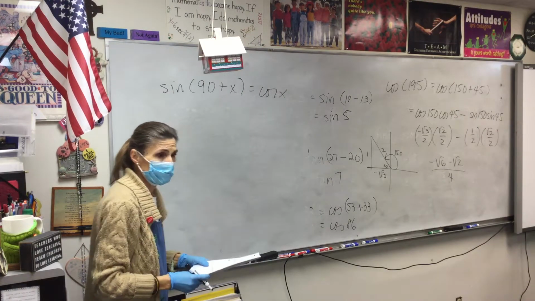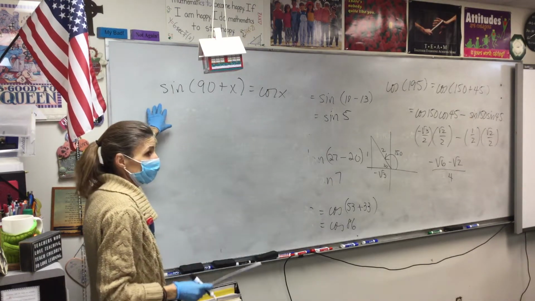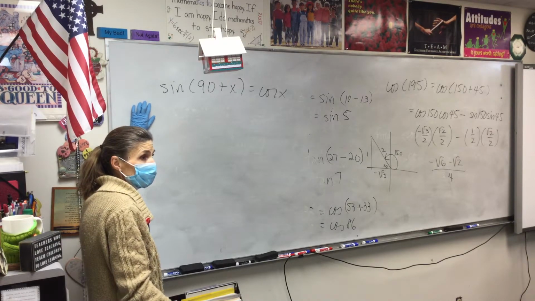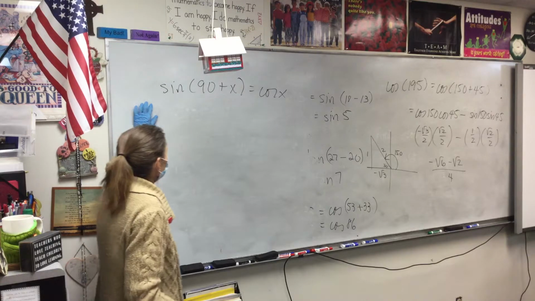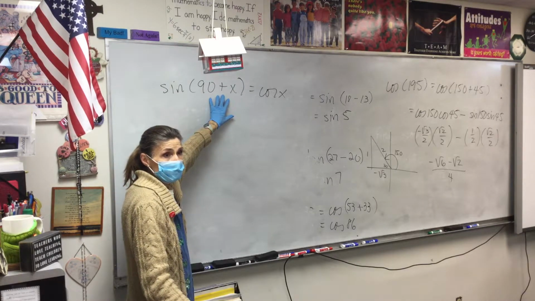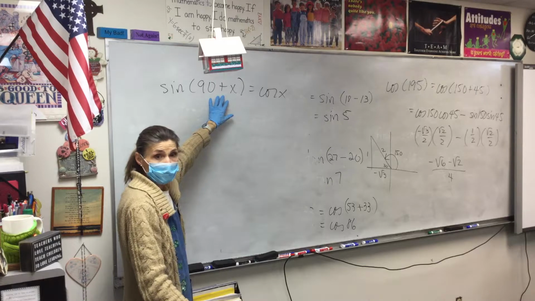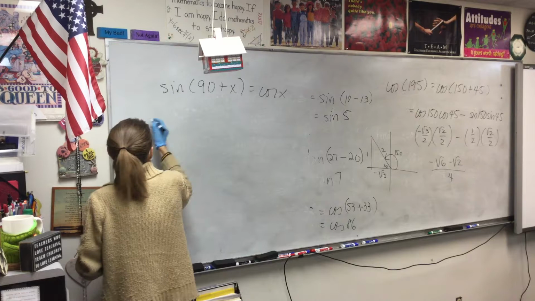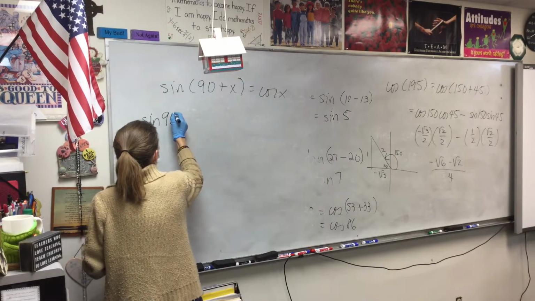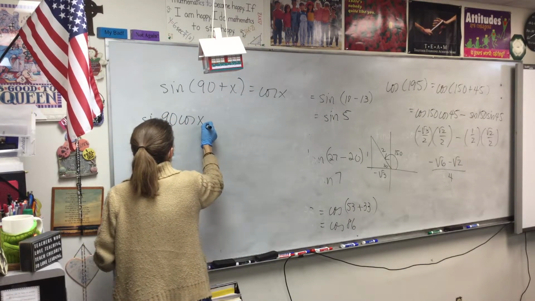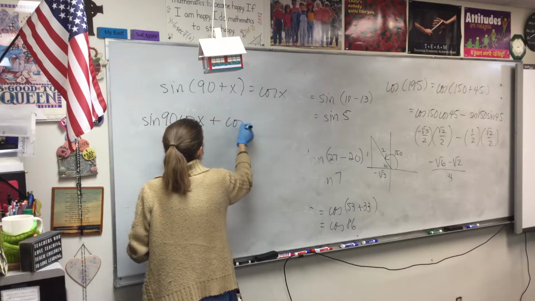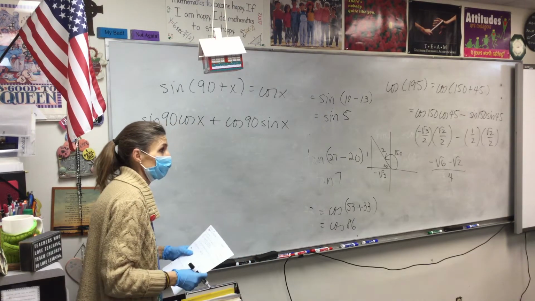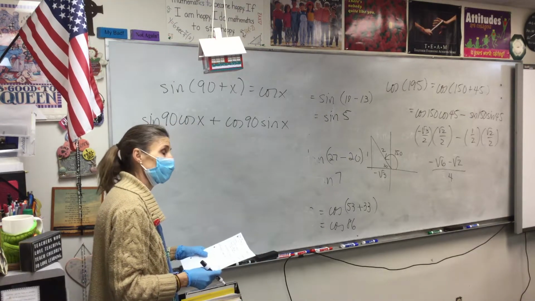So let's practice it. We only did one, but do you remember how I told you to start? What are we going to do first? We're going to recognize that that is a sum. That's like a u plus v. So we're going to use our formula. So what does our formula tell us to do? Sine 90 cosine x plus cosine 90 sine x. This looks a lot like the one we did before. Was it exactly the same? Oh well.